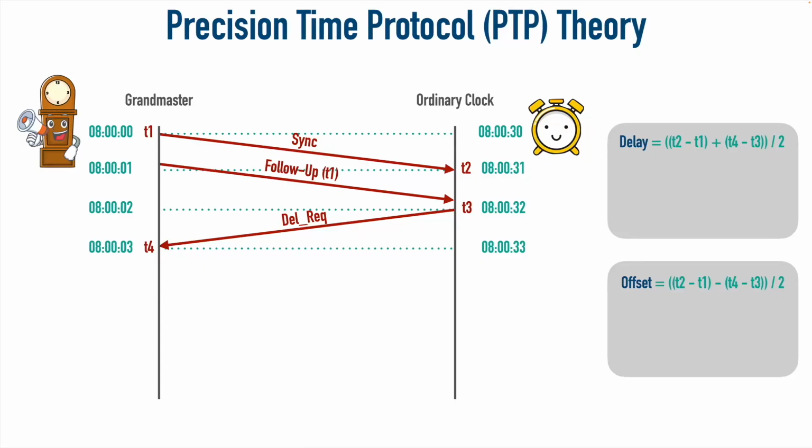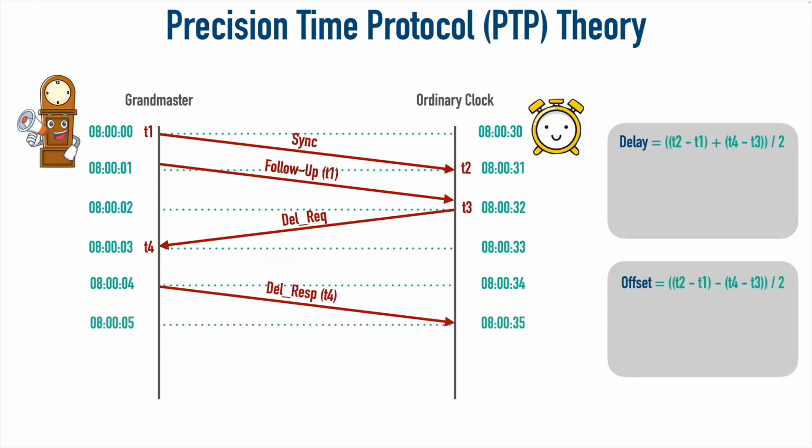And the Grandmaster will tell the ordinary clock, hey, you know that delay request you sent? Well, here in this delay response message, I want to let you know that I received that, according to my clock, at 8 o'clock and 3 seconds. We now know the value of our 4 variables.